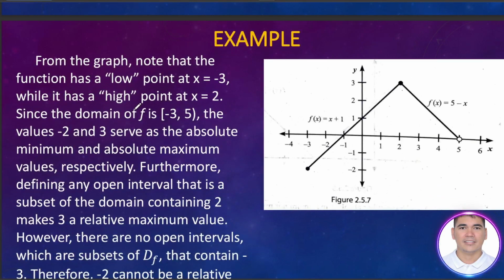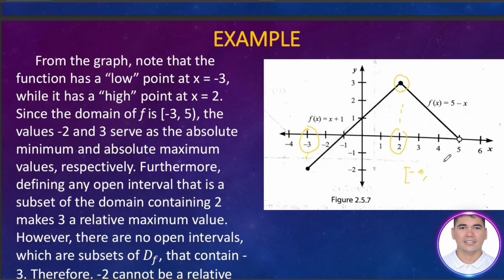So from the graph, note that the function has a low point. Ito yung pinakababa na point ng function. It does not extend. It ends at x equals negative 3. Here, that is the low point of the graph. And its high point, ito rin yung high point. Diba? Yan. So, klaro.